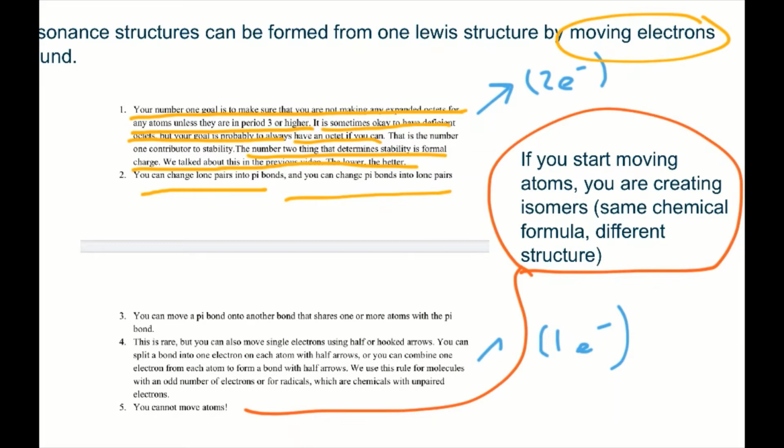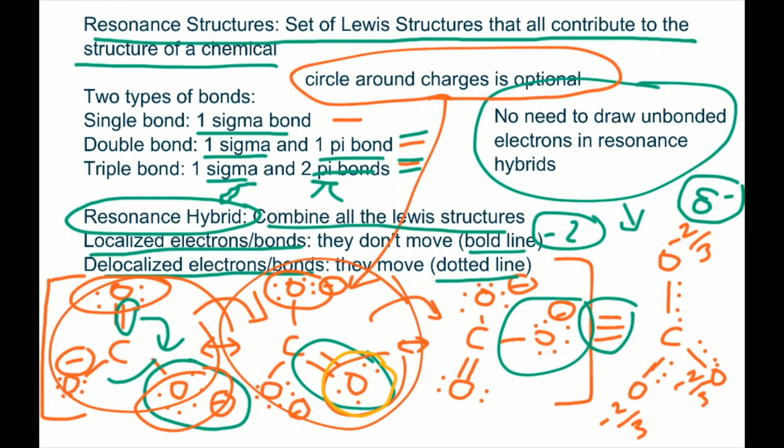Step 3, you can move a pi bond onto another bond that shares 1 or more atoms with the pi bond. I'll show you how this looks, and it's nothing like what we did here where we shifted the double bond around. That's just no.